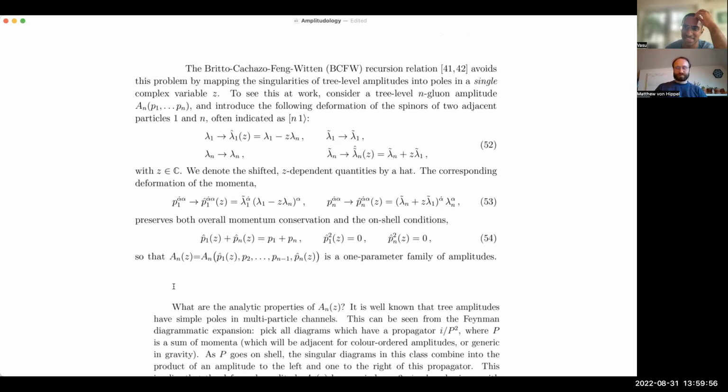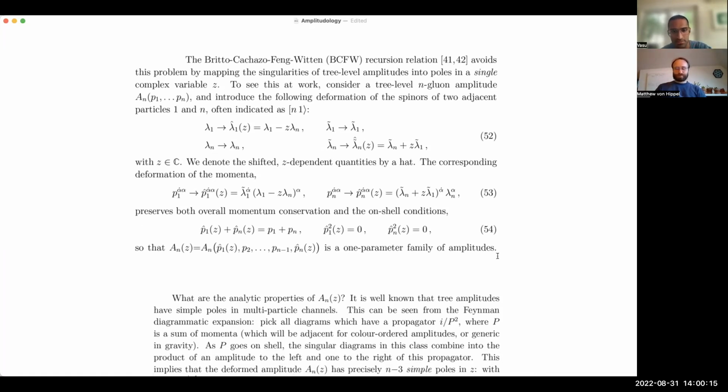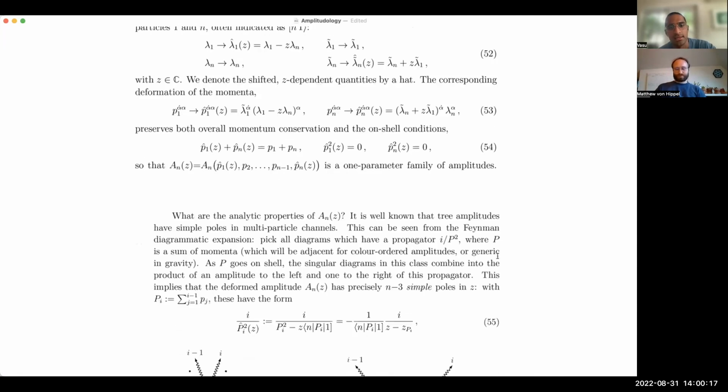Which means that as far as amplitudes being the things that look like on-shell amplitudes, if we were to take this definition of what the amplitudes are, then this deformation just generates a one complex parameter family of amplitudes. And there's something to be gained by understanding the continuation of the original amplitude in the complex plane of z. So now, what are the analytic properties of A_n of z?